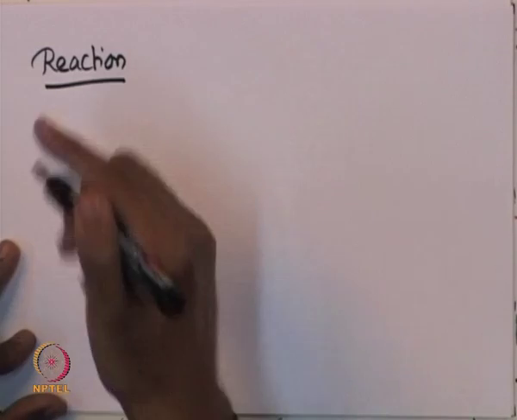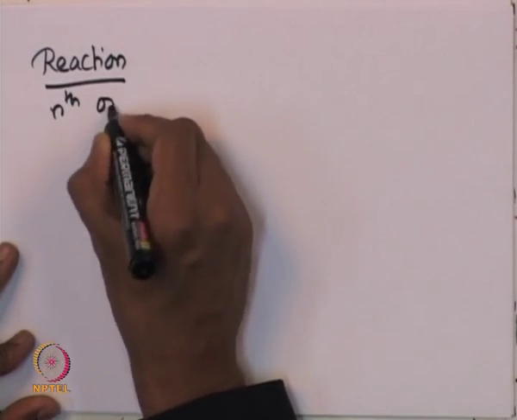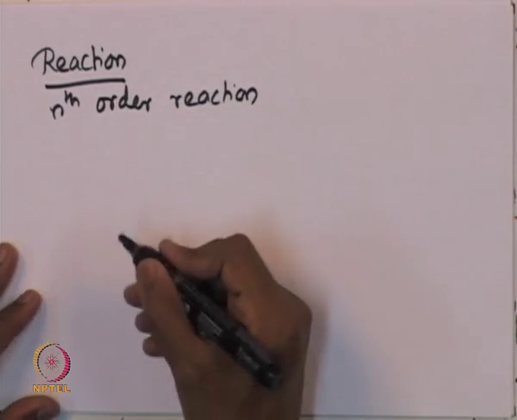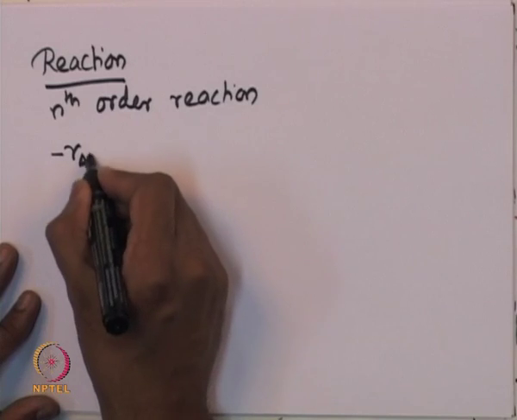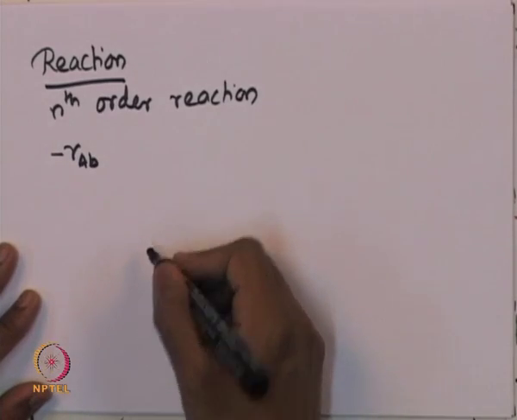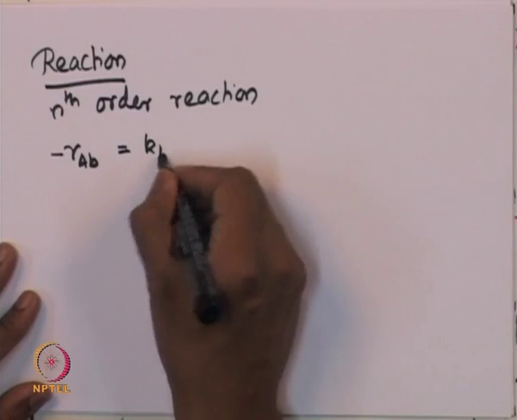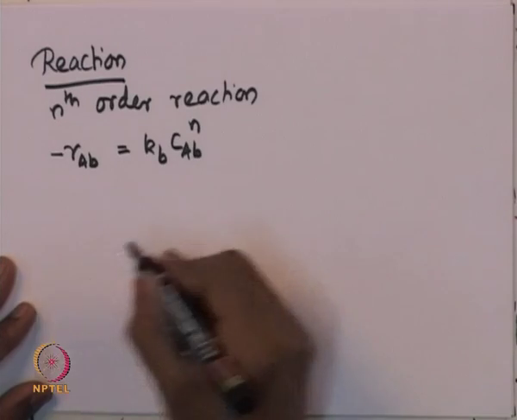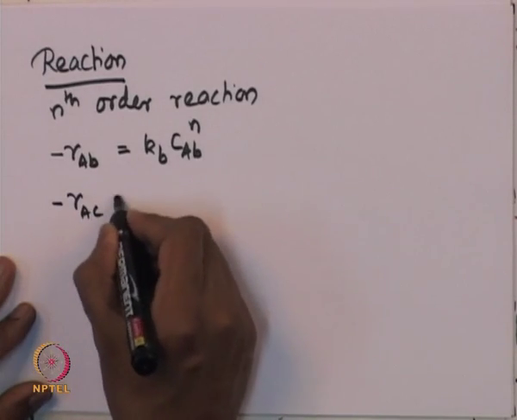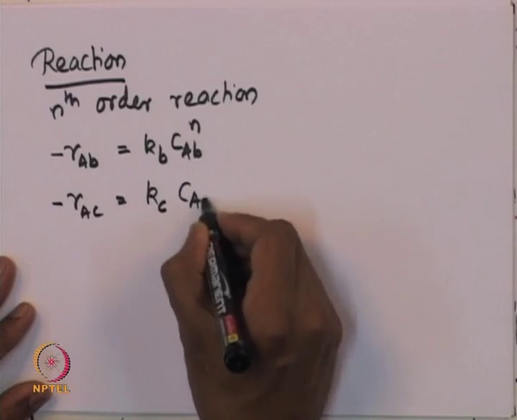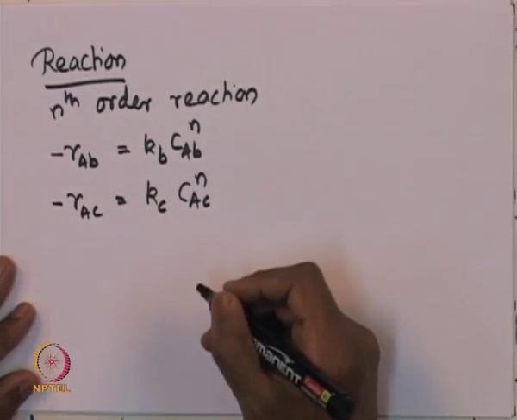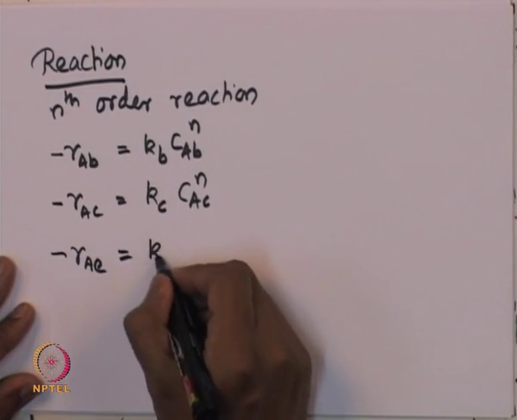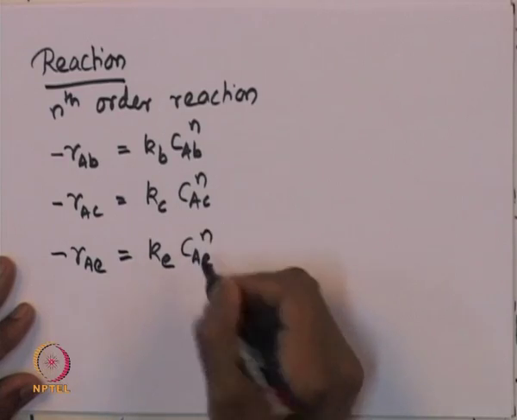Let us look at the reaction. Suppose it is an nth order reaction, then the reaction rate in the bubble phase can be given as KB into CAB to the power of n. Similarly, for the cloud phase it can be given as KC into CAC to the power of n, where KB and KC are the corresponding rate constants.